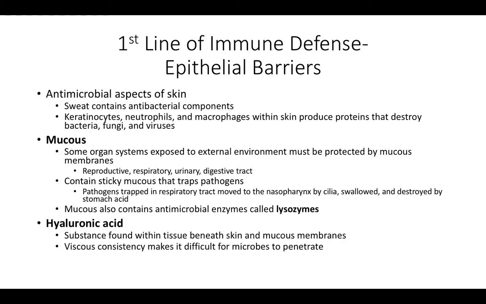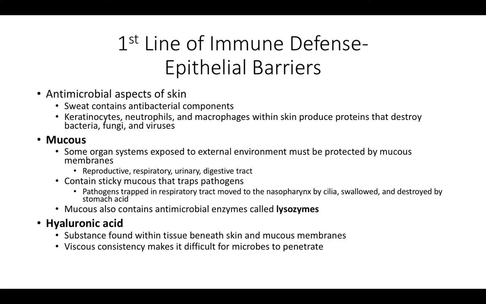Mucus is another important aspect of our epithelial barriers. So some of our organ systems are actually exposed to the external environment. And some examples of that would be like your respiratory tract, right? Your reproductive and urinary and digestive tracts, they're all exposed to the external environment. And so they have to be protected by mucous membranes. And mucous membranes contain a sticky substance called mucus. And mucus is really important because it traps pathogens.